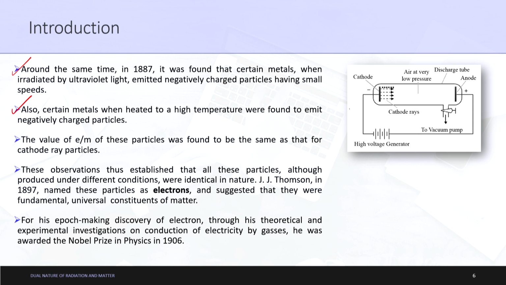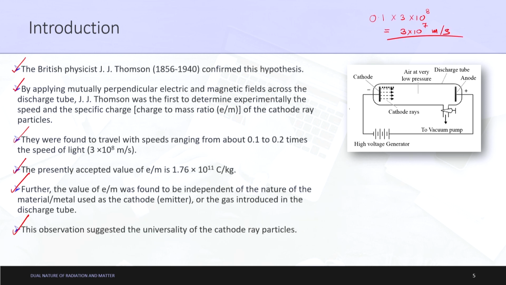For now you can just understand the theory part and then we can move on. So, the value of e by m for these particles was found to be the same. Please remember, as I already said, it does not depend upon the material of the electrode, metal, air, etc. Hence, the value of e by m is always constant. What is its value? It is 1.76 × 10^11 coulombs per kg.